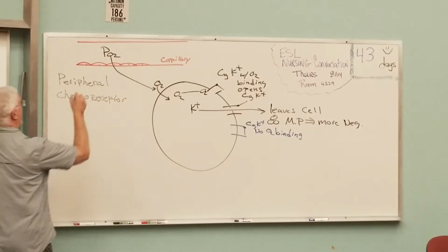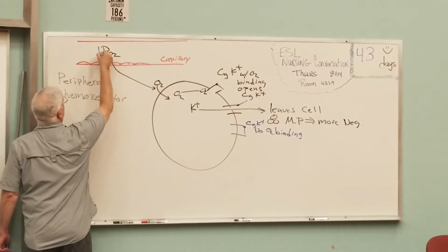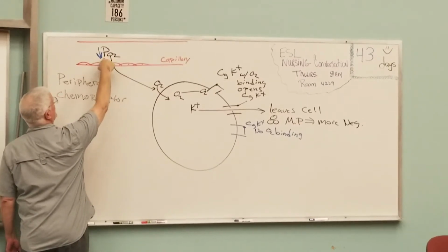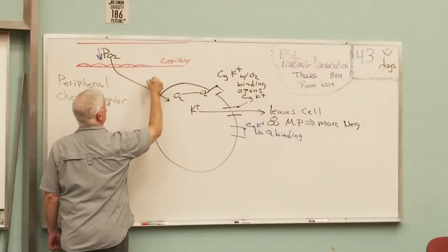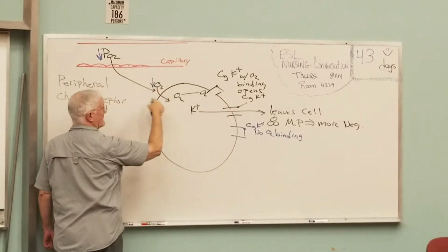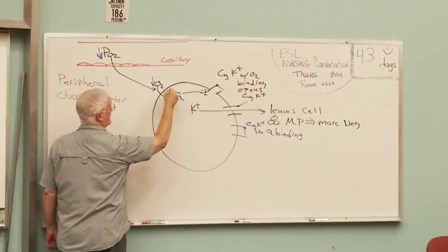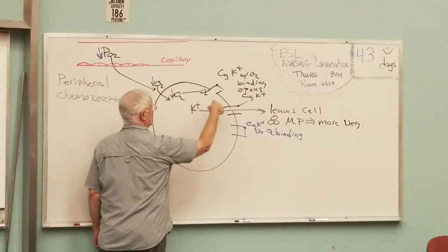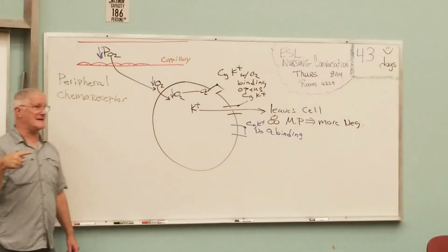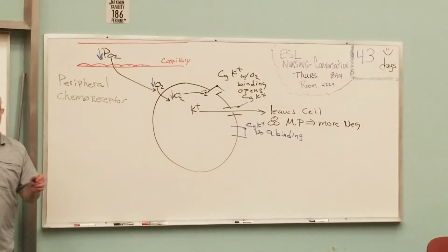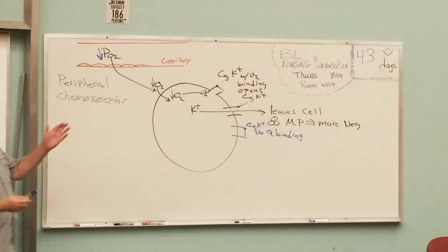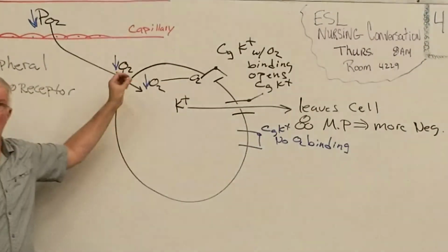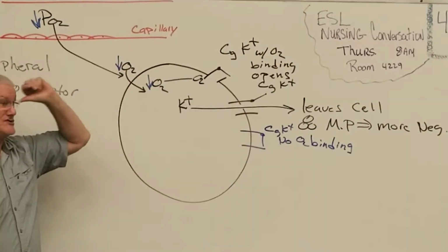So what if you had a decrease in O2 levels in the blood? That means you have a decrease in O2 coming to the peripheral chemoreceptor, which means you have a decrease in the number of O2s attaching to the potassium channels of the cell. What you want to keep in mind is that there are lots of these gates in a cell membrane. And when an O2 comes in, it may not be attaching to all potassium channels.